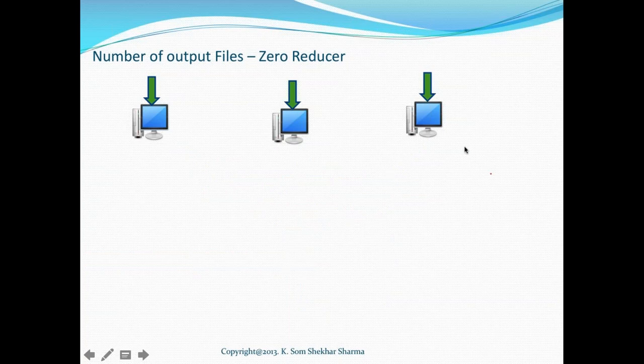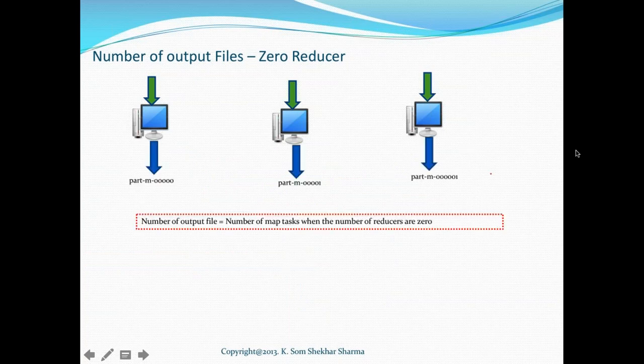the number of output files will be equal to the number of map tasks. Don't assume it's zero, okay? In case of zero reducers, when no reducers are running, the output files will be equal to the number of map tasks. And in that case, the output file name will have an m in it, part hyphen m, which means that the output is coming from the mapper. So when you see that m, that means output is coming from the mapper, and in that job the number of reducers is set as zero.